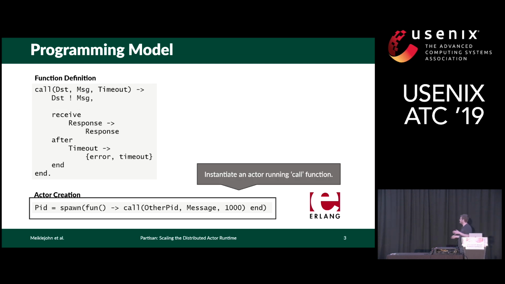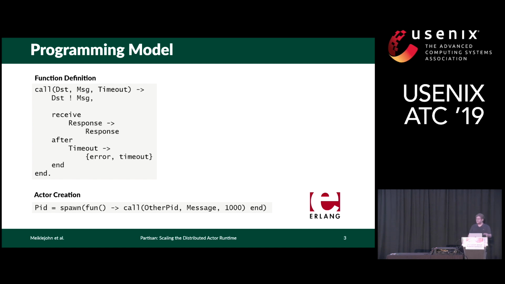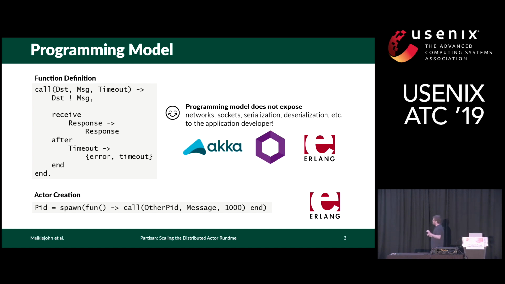Once I define functions, I use this spawn primitive to instantiate actors in the system. Here I say I'd like to create an actor, here's the function I'd like to call, and the actor will run that function to completion and then terminate. This is a nice programming model, and it's really nice for building distributed systems because you don't see networks, sockets, serialization, or deserialization, none of the stuff we usually don't like writing when writing distributed code. All three actor systems, whether Akka, Orleans, or Erlang, have effectively the same programming model, but slightly different because they have different host languages.